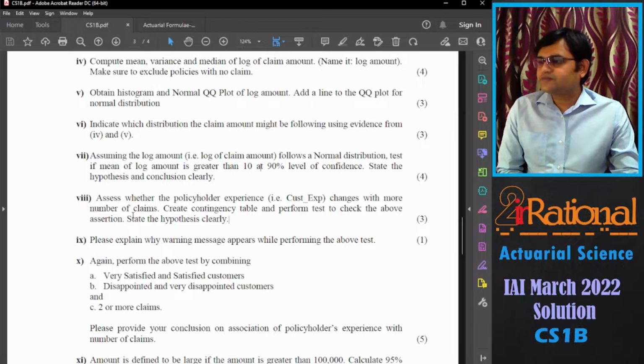Then the 8th part: assess whether the policyholder experience, that is customer_exp, changes with the number of claims. Create a contingency table and perform a test to check the above assertion. State the hypothesis clearly. So, contingency table. For that, we can definitely use our chi-square test.